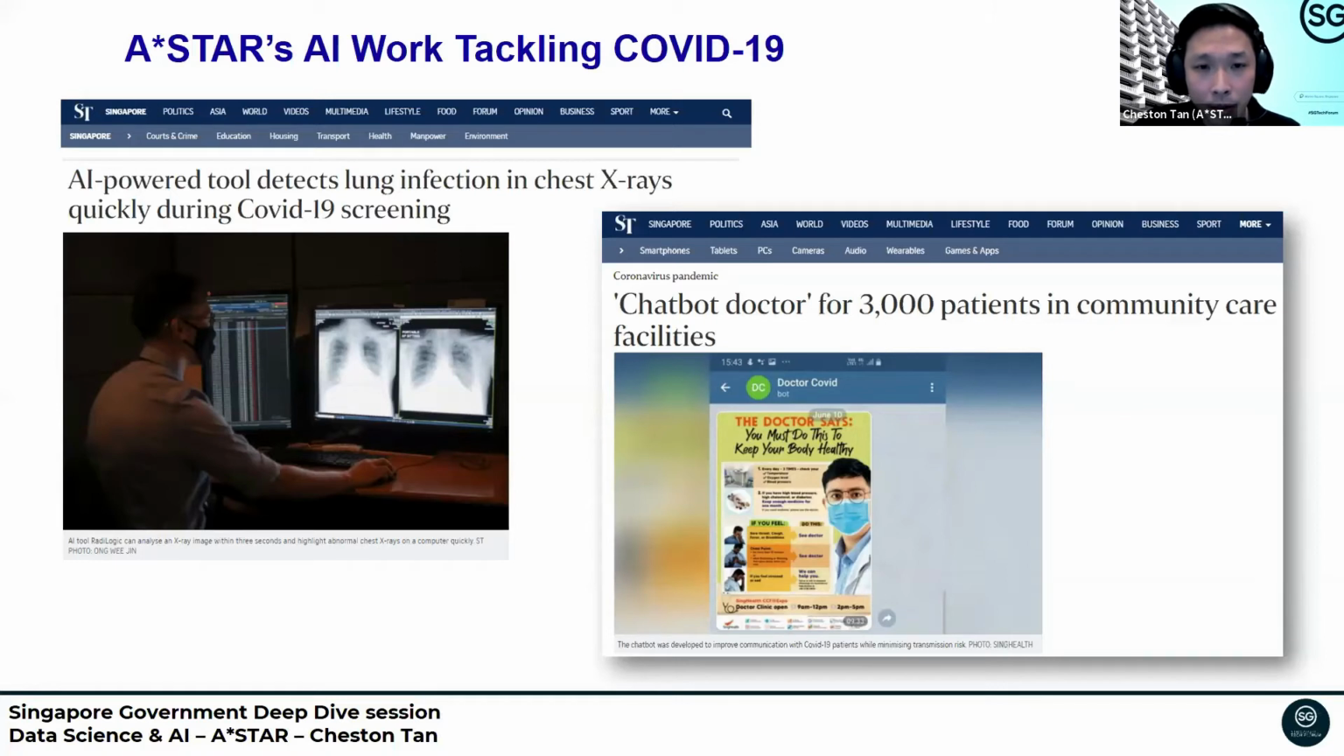On the right here, this is an NLP chatbot app that was deployed for the community care facilities. And essentially the idea is to have more timely and accurate information conveyed to the patients. And of course, this was not just in English, but in the home languages of these patients.